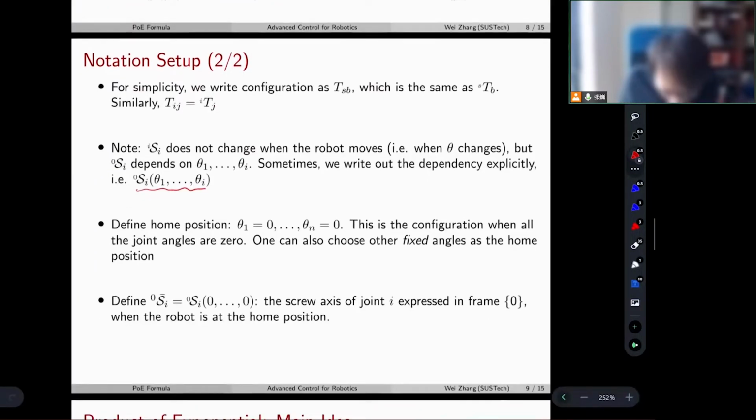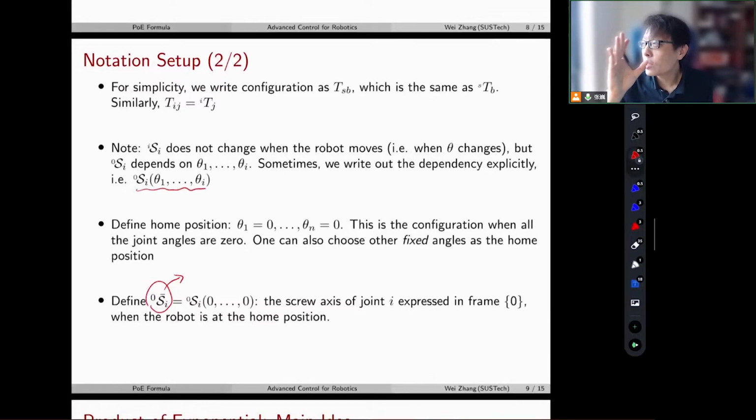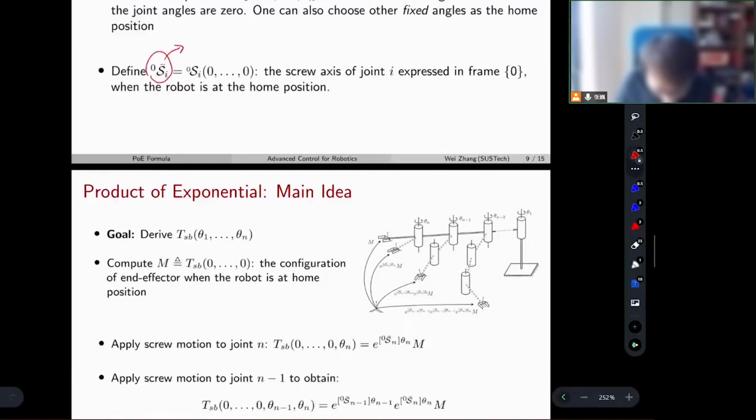And there's a special vector, as we defined before, that we can numerically compute, which we call S_i bar. It's when all the thetas are 0, a fixed reference configuration or joint position, all of them 0. Then we can compute the numerical values of the coordinates for each screw axis, all with respect to the inertial frame or 0 frame. That's S bar.